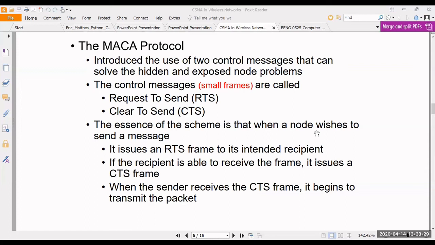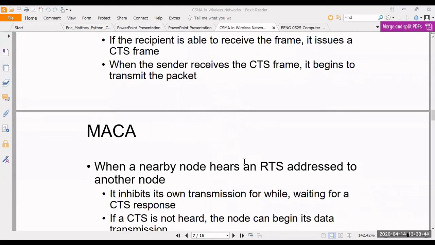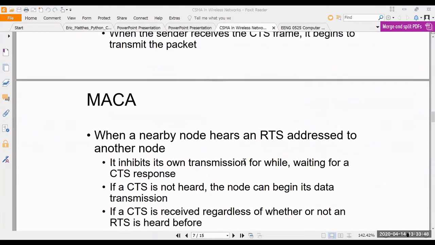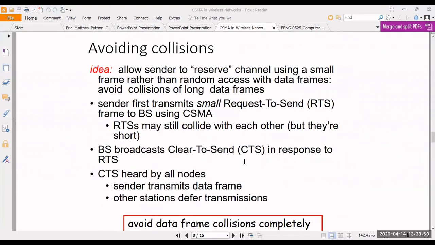Understand? So let's see how it works. These request to send control messages are just frames that are very, very small in size, but they help us accomplish a very big goal. Okay, let's discuss it from this. I thought it was a diagram.